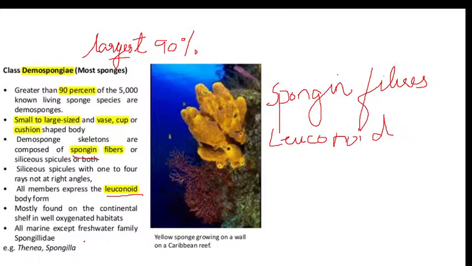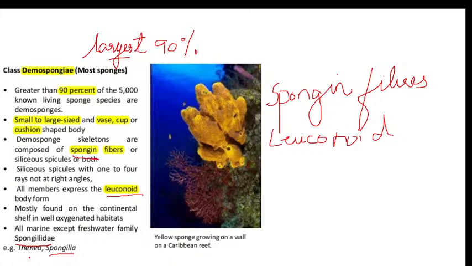Whether it is Calcarea or Hexactinellida, they are exclusively marine. The only class with freshwater sponges is class Desmospongiae. Desmospongiae includes both marine forms and freshwater sponges. And the freshwater sponges are included in the family called Spongillidae. They are found in Spongillidae. An example of a freshwater sponge is Spongilla.